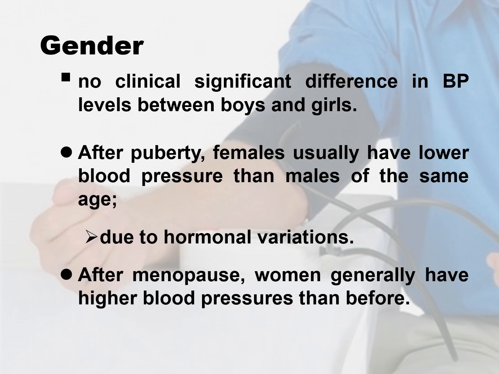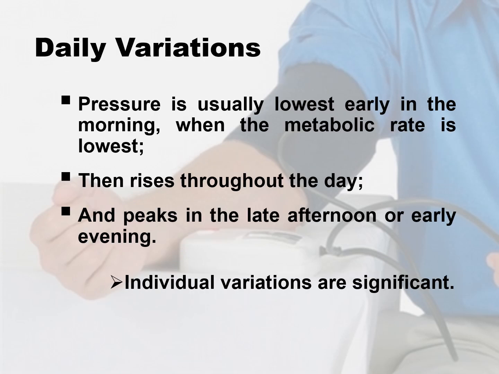Next is gender. There is no clinically significant difference in blood pressure levels between boys and girls. After puberty, males tend to have higher blood pressure readings. After menopause, women tend to have higher blood pressure levels than men of similar age. Then we have your daily variations. Blood pressure varies throughout the day, with lower blood pressure during sleep between midnight and 3 a.m.